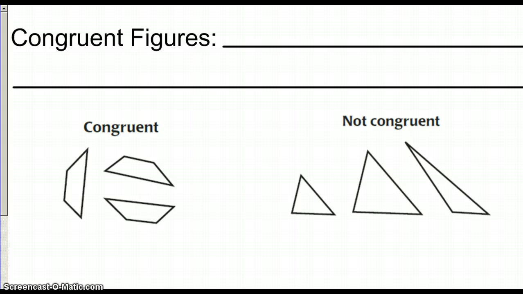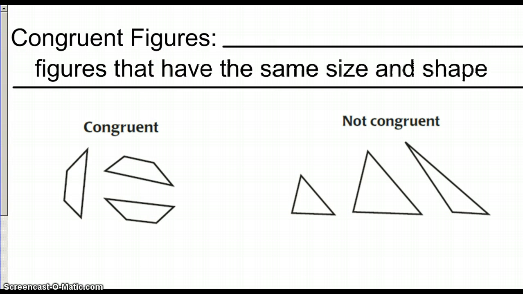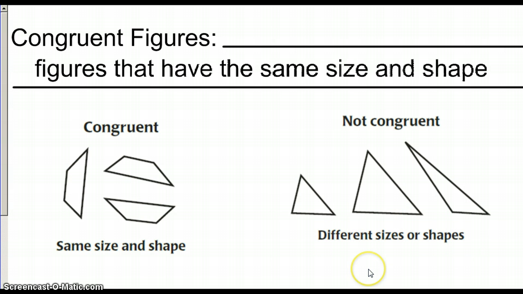Chapter 4, section 2 is on congruent figures. Congruent figures are figures that have the same size and same shape. So for example, these have the same size and shape. They're exactly the same. They're going to have the same side lengths and the same angles. This is an example of figures that are different sizes or shapes and therefore are not congruent.